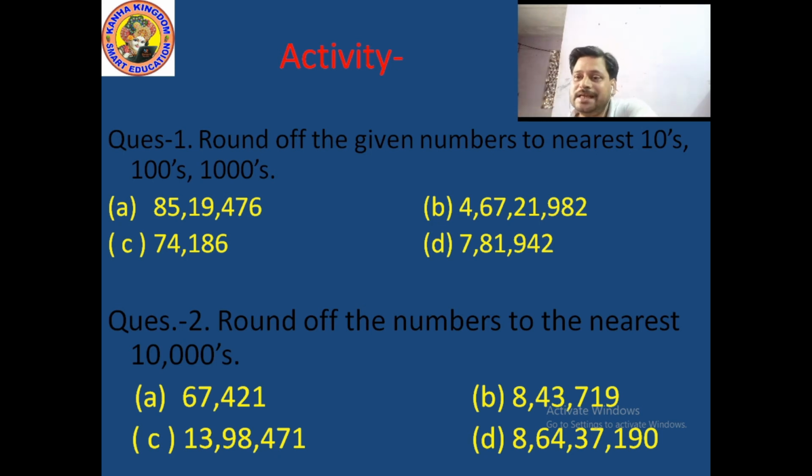So you just change the tens place only, in nearest 10. Now move to nearest 100.